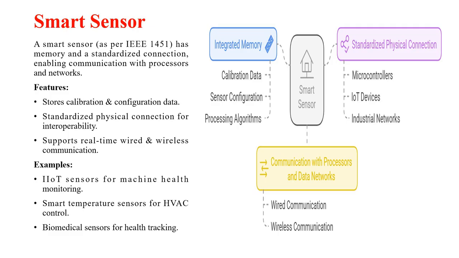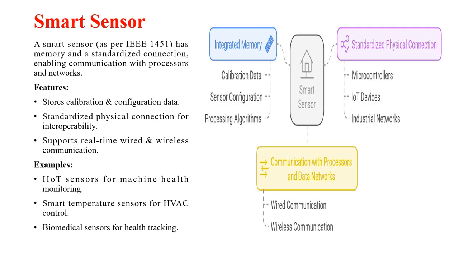Then the second key feature is standardized physical connection, where it ensures the interoperability across different systems and allows connection with microcontrollers, IoT devices and industrial networks. The third key feature is communication with processors and the data networks, which enables real-time data transfer to control the systems and cloud platforms, and supports wired and wireless communication, where the wired communications are Ethernet, Modbus, etc. and wireless communications are Wi-Fi, Bluetooth, Zigbee, and many more.